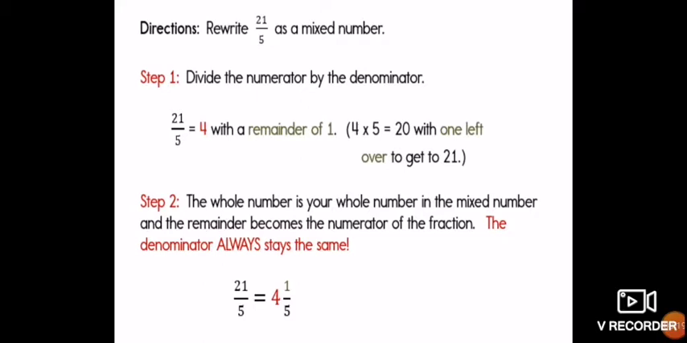So let's see one more example so that this concept will be clear to you all. In step 1 of this example we have done the division, we got 4 as a quotient, and that quotient represents the whole number. So that we will write first. After that, the numerator will be represented by the remainder upon the divisor.